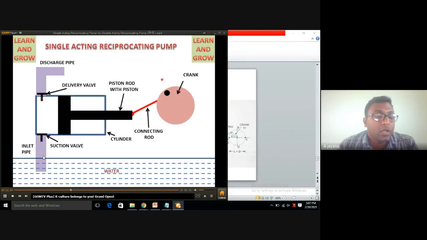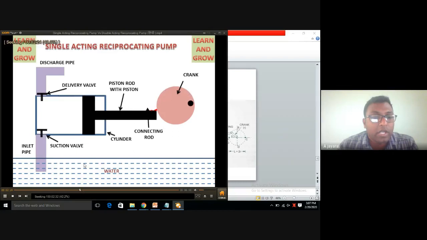So only there will be flow from the sump to the cylinder and not vice versa. And here there can be flow from the cylinder to the delivery line and not in the reverse way. So when the crank starts rotating, we are able to see this is the suction retraction stroke, or when the piston retracts, suction takes place.